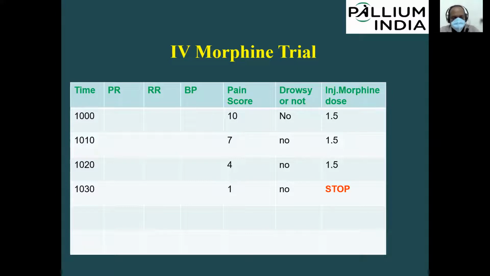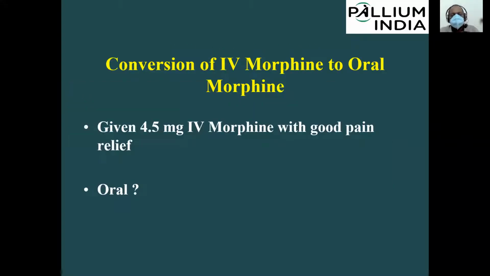And you can see at 10:30, this patient's pain score came down to 1, and the patient is not drowsy. That means the patient has satisfactory pain relief, so this is an indication to stop the morphine trial. How many doses did this patient receive? 3 doses. So this patient received a total of 3 doses of 1.5 milligram of morphine, that is 4.5 milligram of IV morphine, and the patient has good pain relief. And you want to send the patient home. Is this an inpatient procedure or an outpatient procedure?